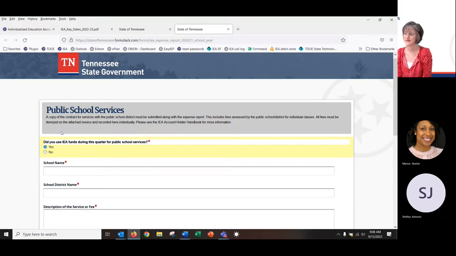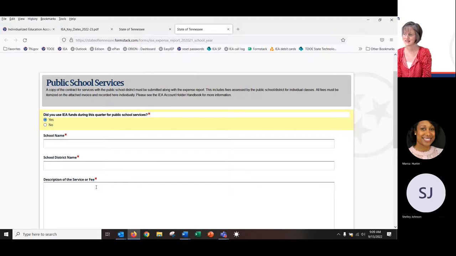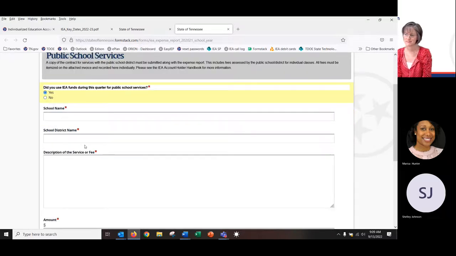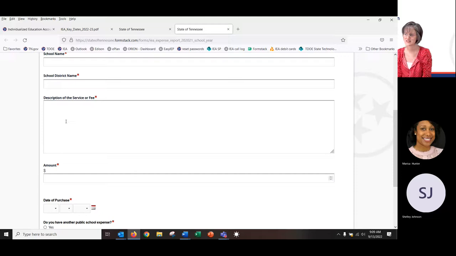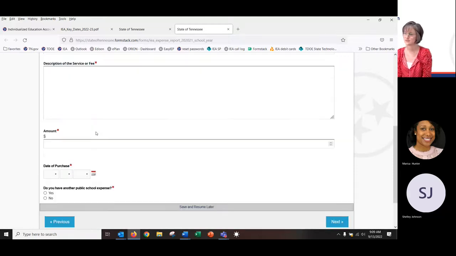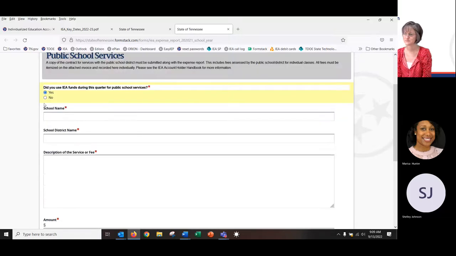And it tells you what must be attached in here with the invoice and everything that has to be submitted. So you would just basically fill out your information, describe what your child was participating in with that public school, and submit that.